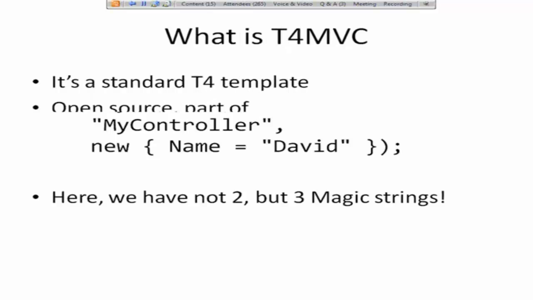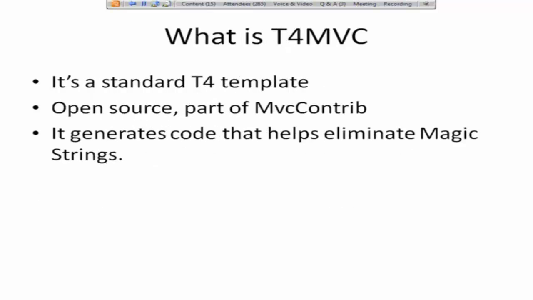So what is T4 MVC? T4 MVC is really just a simple T4 template, which is a .tt file that you can drop in your project, and that starts doing its magic. I guess I shouldn't say it's doing its magic when it's trying to get rid of magic strings, but T4 MVC is an open source project. It's part of MVC Contrib. And basically the T4 template generates some code which helps you eliminate magic strings.